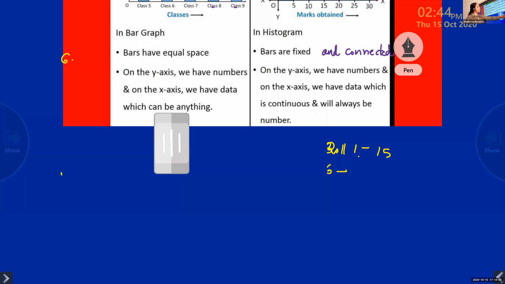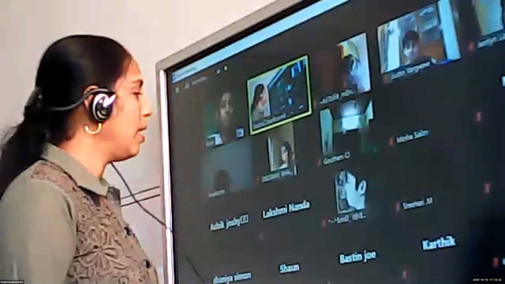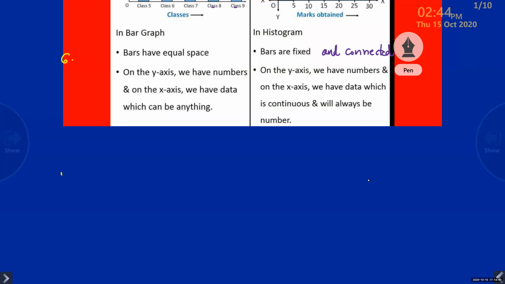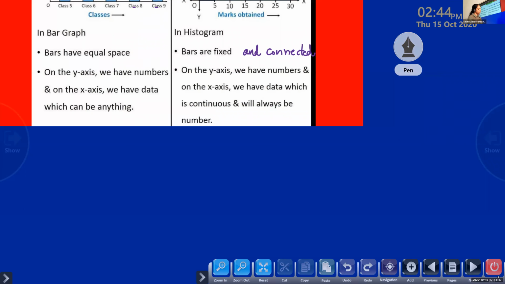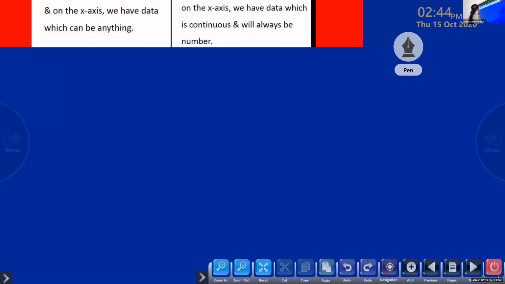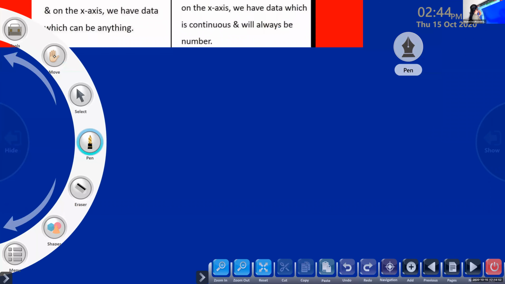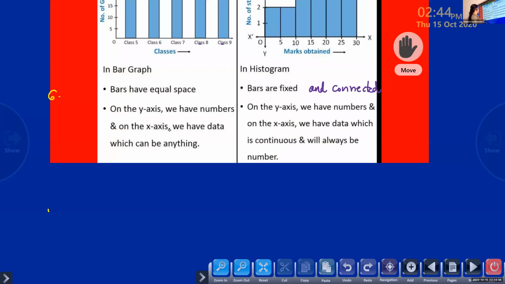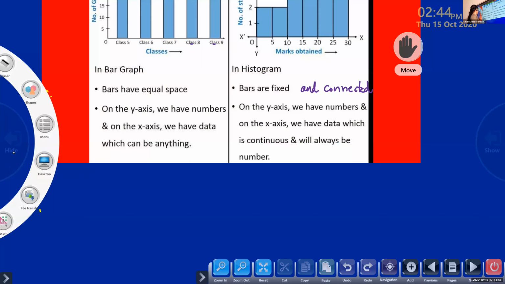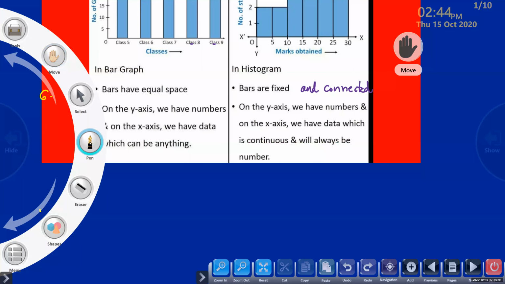Okay, children, I hope you have written it. Children, listen. What is this, Ashik? You are not writing properly. Okay, did you finish it? I told you only to write it. Yes, ma'am.